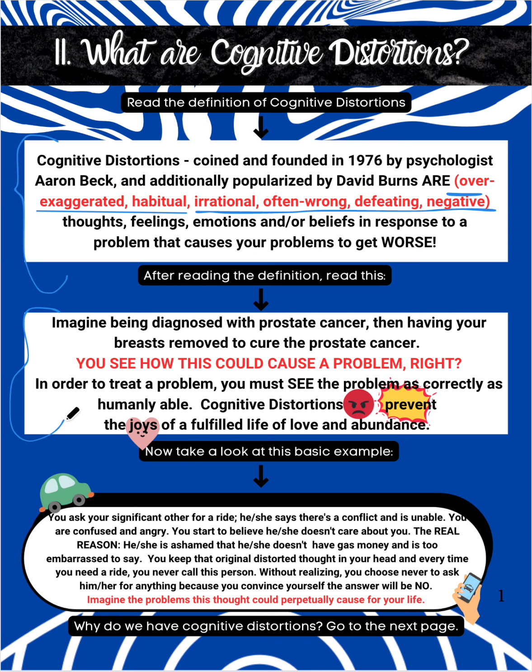Anyway, I'm reading right here. You ask your significant other for a ride. He or she says that there's a conflict and is unable to give you the ride. You are confused and you're angry. Automatically you start to believe that he or she doesn't care about you.